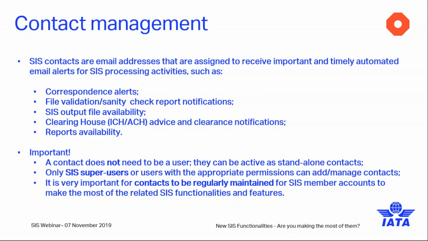So as it mentions here, these SIS contacts are email addresses that are assigned to receive important email alerts from SIS. They relate to SIS processing activities as well as ICH processing activities, such as correspondence alerts, file validations or sanity check report notifications, SIS output file availability, clearinghouse notifications for both ICH and ACH, and availability of reports.